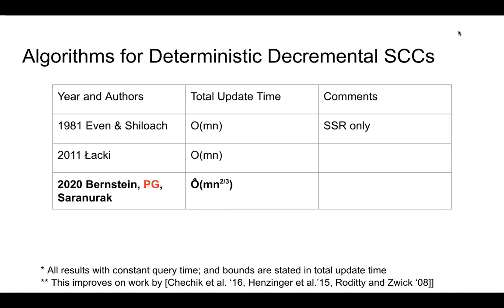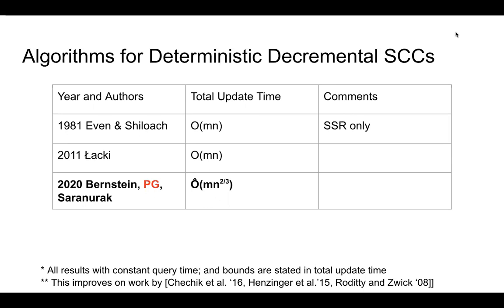So for the Deterministic Decremental SCC problem, the first thing we had is really the Even and Shiloach data structure from the 80s that ran in total update time MN. So total update time means the time to process all the updates until the graph is empty, and you can just specify the sequence of these M edge deletions arbitrarily. And that data structure that achieved O(MN) time by Even and Shiloach was actually only for single source reachability, so it couldn't even handle SCCs.